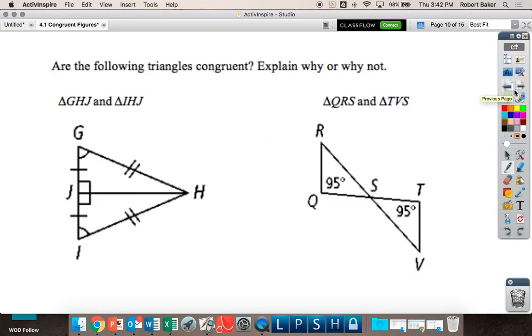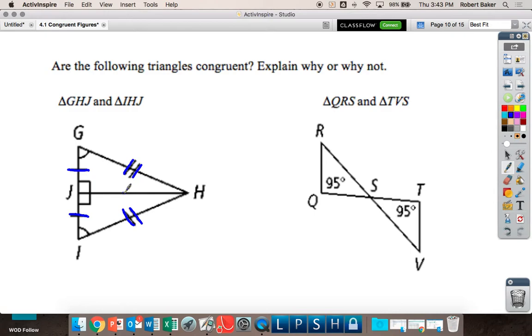That's it. So, look at triangle GHJ and triangle IGH. Can you say that these two triangles are congruent? Yes. Do they have three congruent sides? Yes. 1, 2. Where's the third one? The side, like the inside. This guy right here? Yeah. How do you know that's the same?